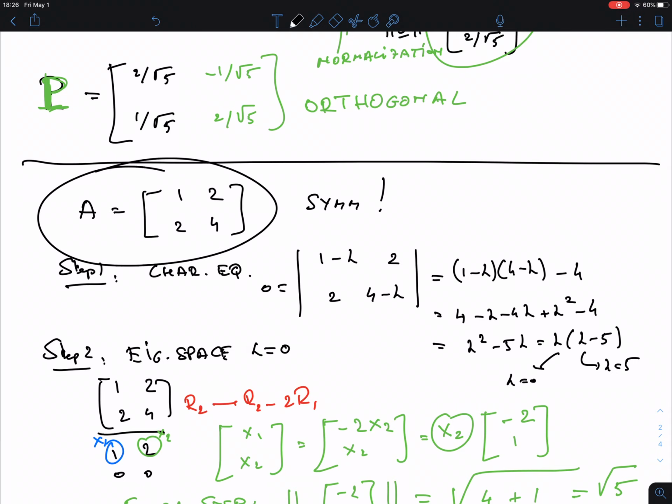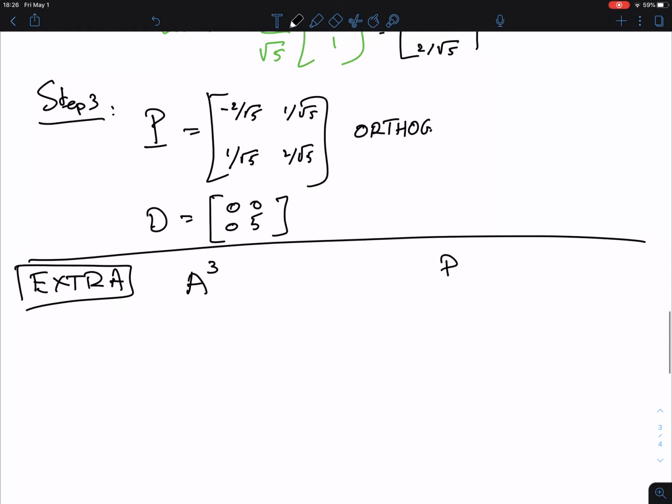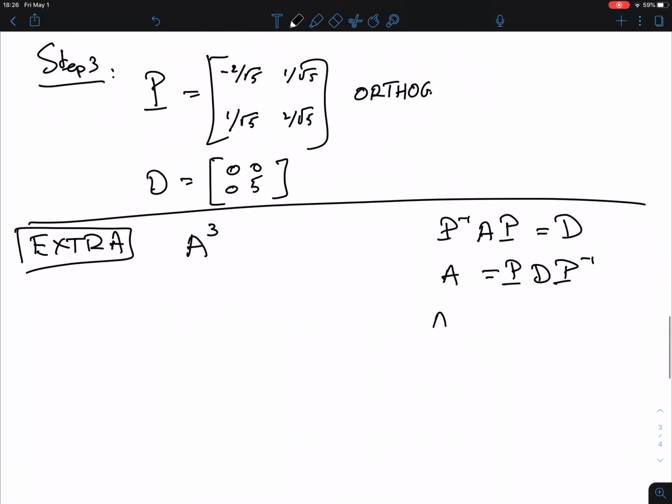But I want to do the fancy way, and the fancy way would be, remember, what was the deal? In the general theory, we had this, and then we brought the P to the other side in the right way, so that we would get this thing. I hope you still remember this, otherwise go watch the video. And then we used that A cubed is the same as P D cubed P inverse, and we just had to calculate this to get A cubed.